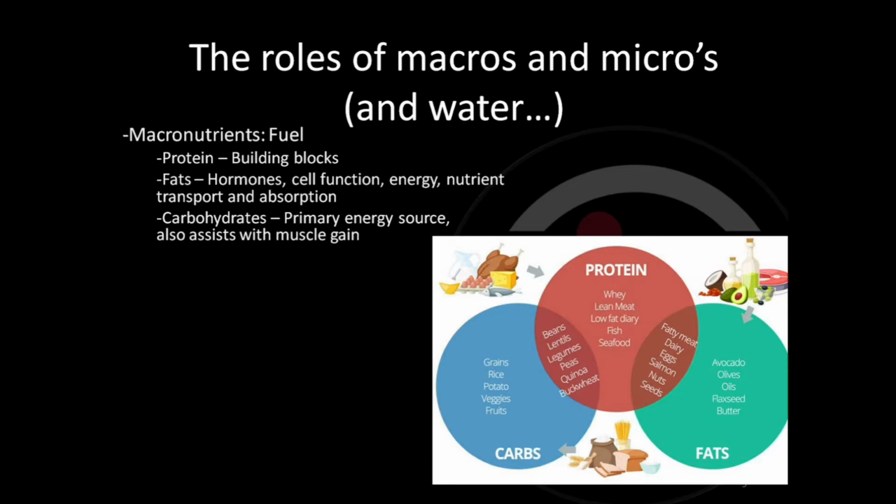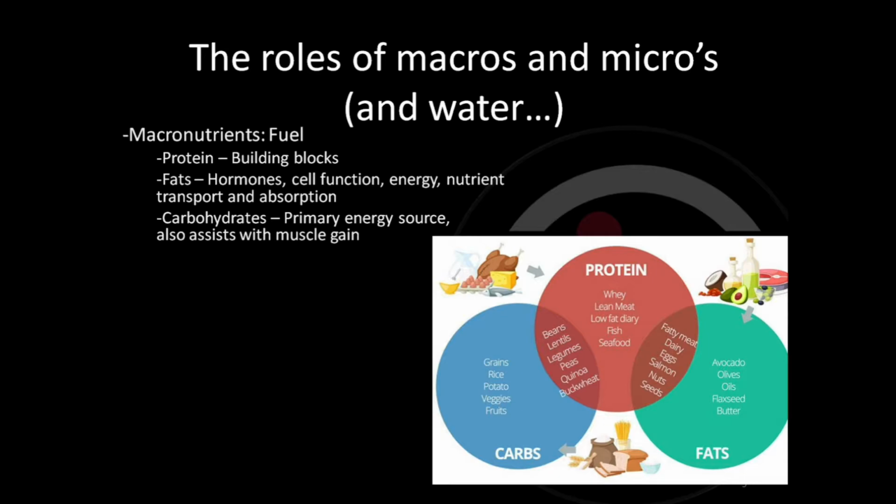Fats. Fats are really important. Fats and carbs often get demonized, but they both play very important roles in the body. Fats are essential for living. Carbs technically aren't, but fats are essential for living. Hormone regulation, cell function, they provide energy. They're important for nutrient transport and absorption, which when we look at micronutrients quickly, you'll see why.